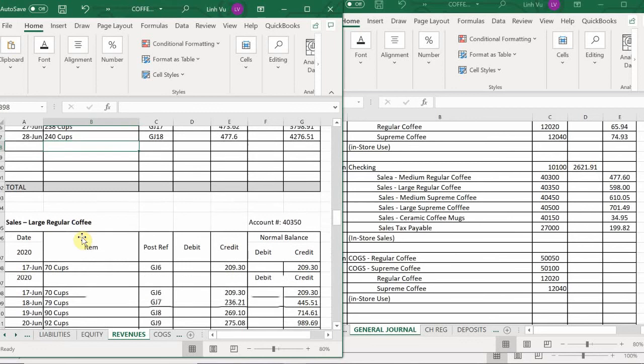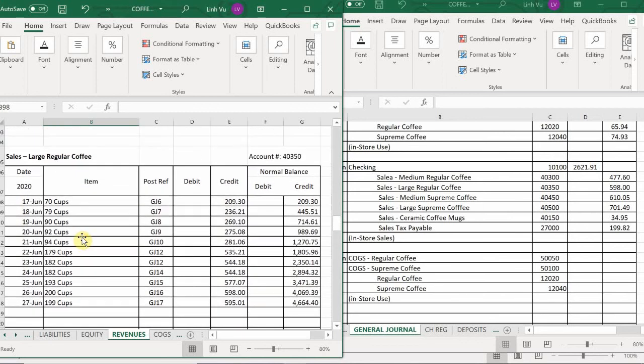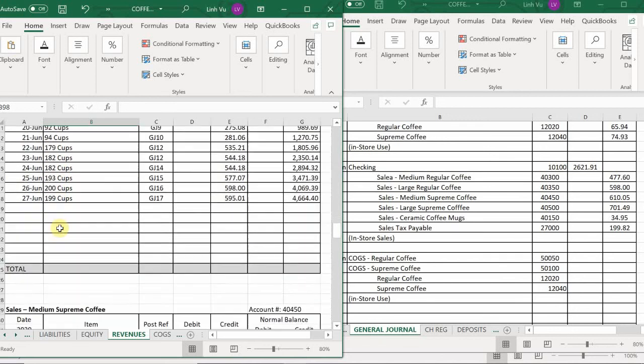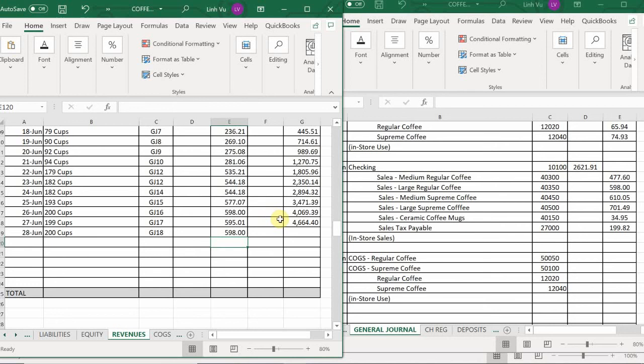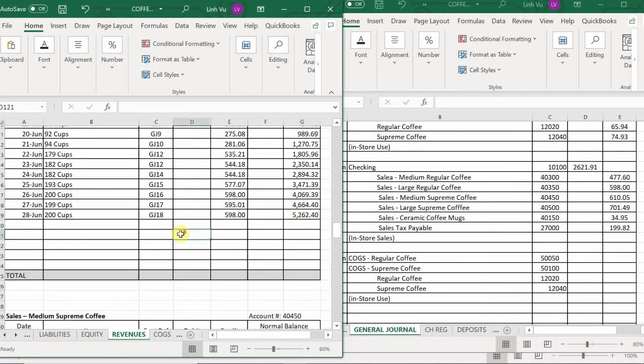Now we're going to go to the Supreme medium coffee. Wait, did I miss something? Medium coffee, plus the last amount, and we did the large. We didn't do the large yet. So let's go ahead and do the large regular coffee. That's 200 cups. General Journal 18. $598 plus the previous amount comes to 5262.40. Good.